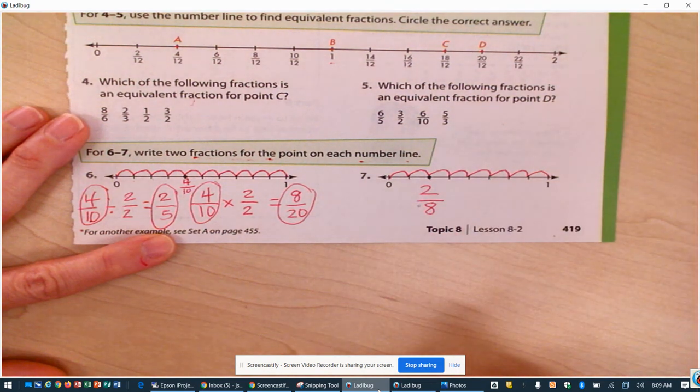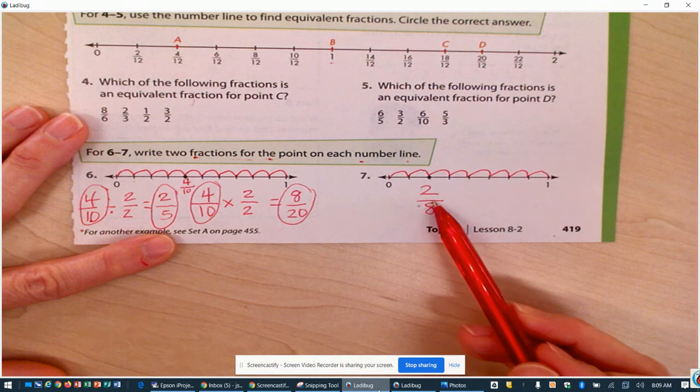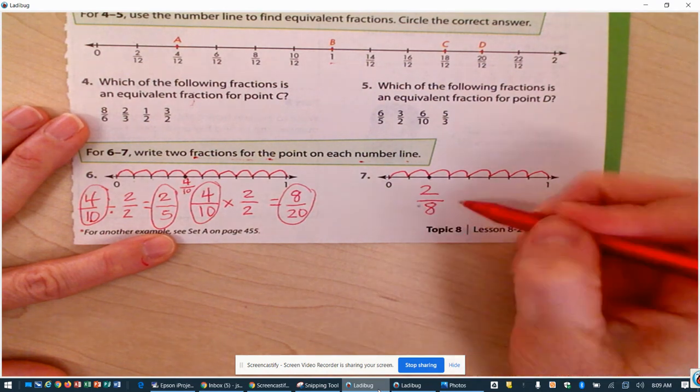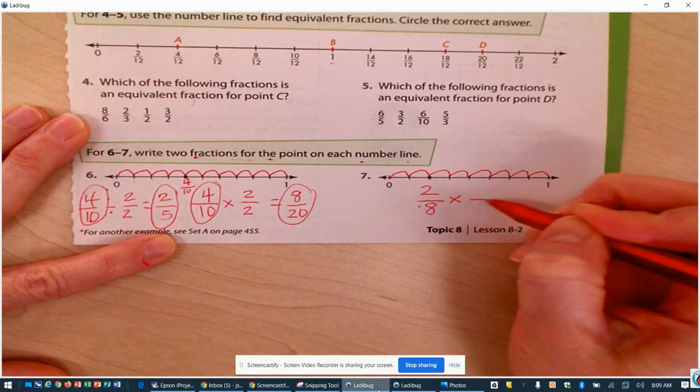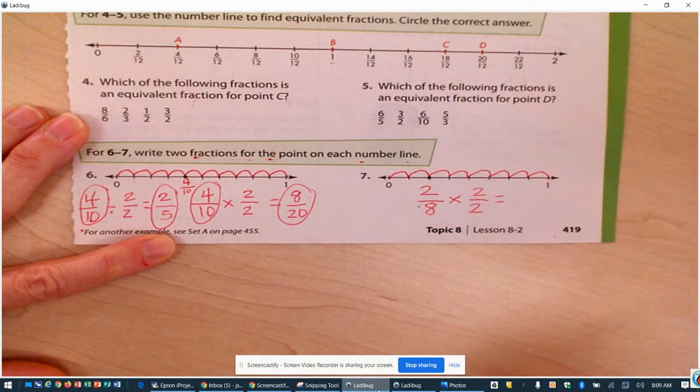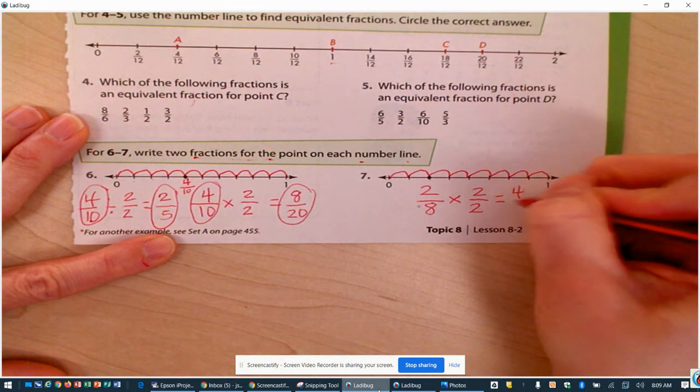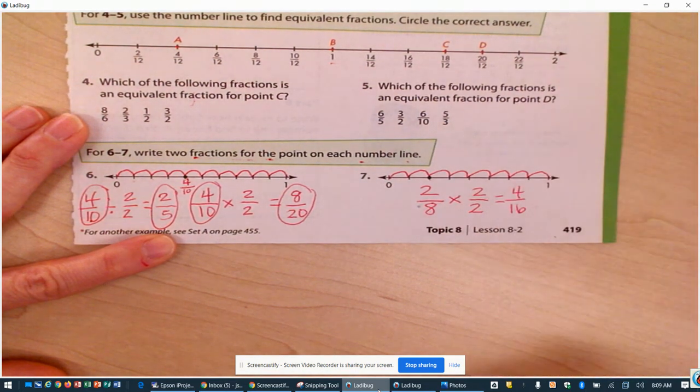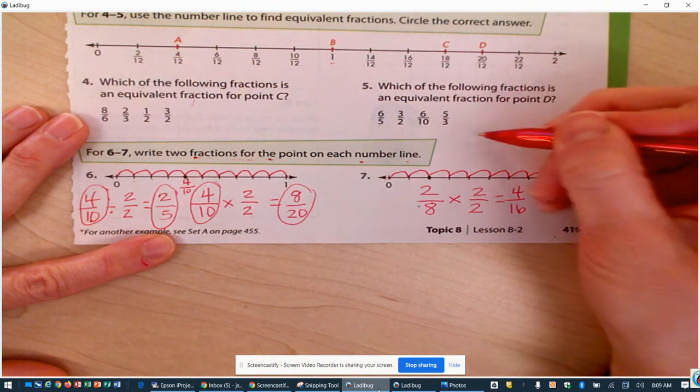Now we have to figure out 2 fractions that are equivalent to 2/8. So the first way I want you to do that is by multiplying. And I want you to use 2. Go ahead and solve. All right, you should have come up with 4/16.